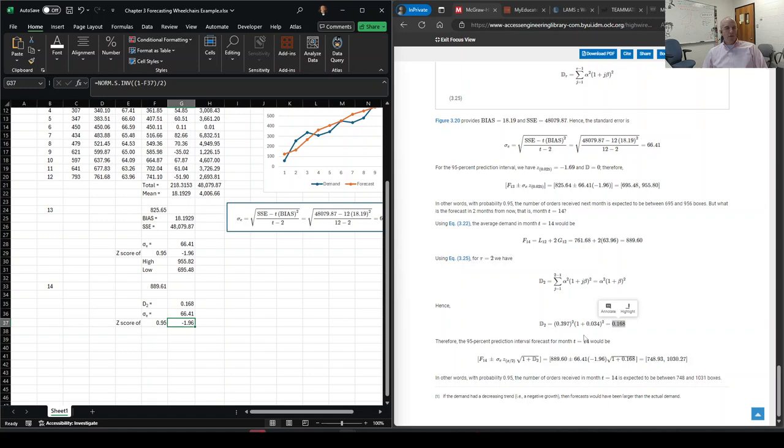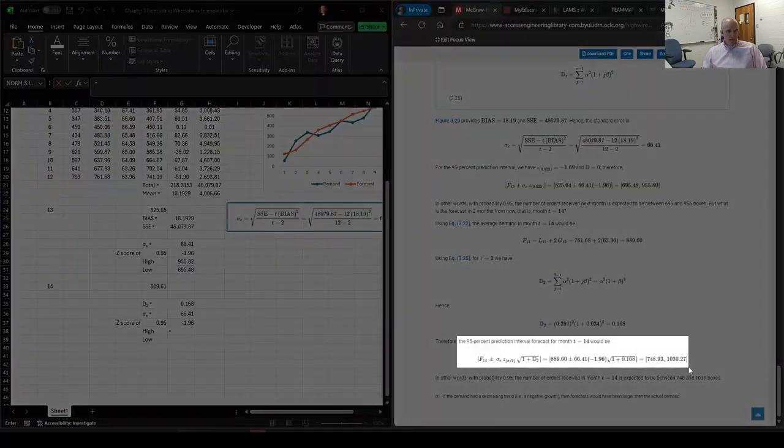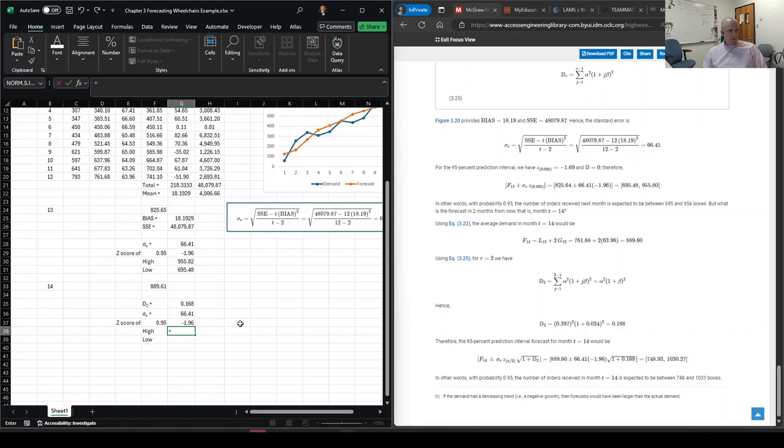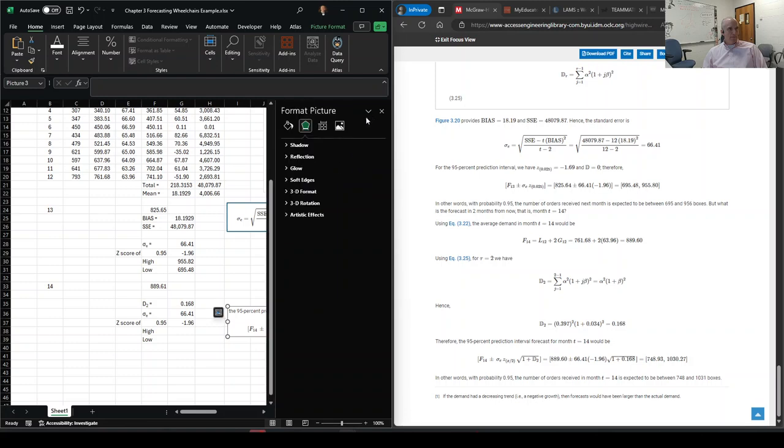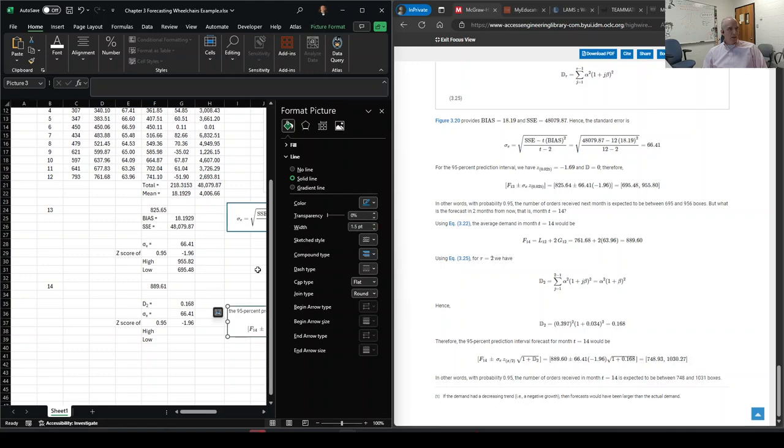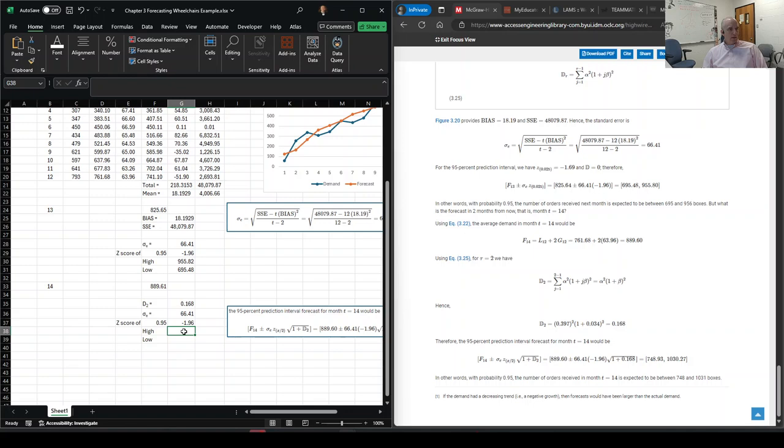And now we're ready to plug in our interval forecast formula here. So we're going to look at our high and our low. And let me go ahead and copy this formula over into the spreadsheet. If that is not helpful, I apologize. Maybe it's just helpful for me. We're just going to do this formula in the spreadsheet so we know where it's at.